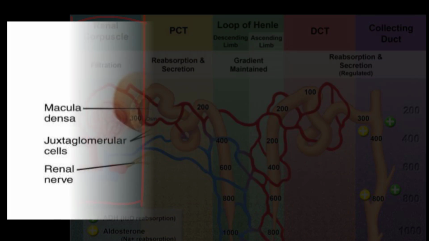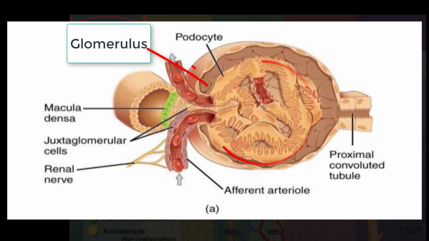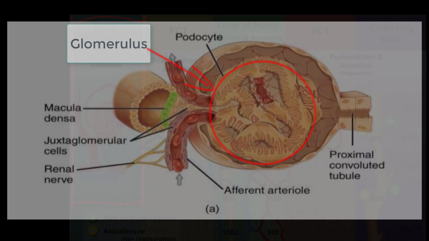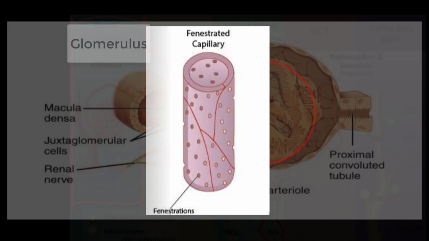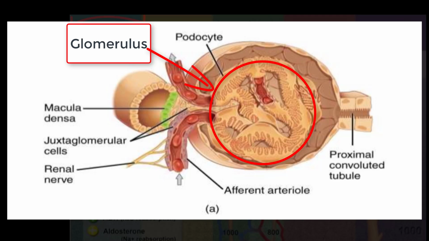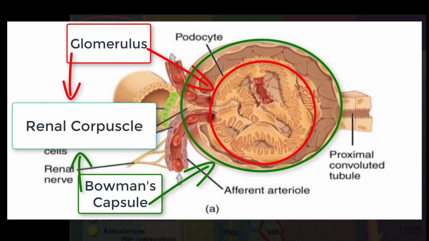The renal corpuscle is composed of two anatomical structures. The first is the glomerulus, which is composed of fenestrated capillaries. These are capillaries that act like a strainer with a bunch of little holes. The next is Bowman's capsule. That is the container that catches all the fluid that gets filtered out of the blood. Both these structures are known as the renal corpuscle.